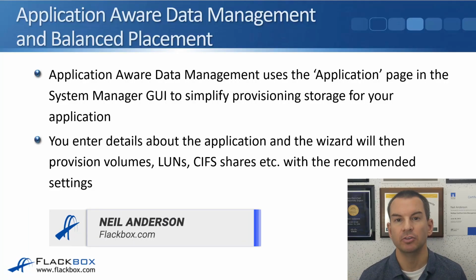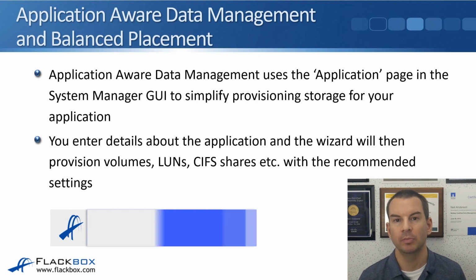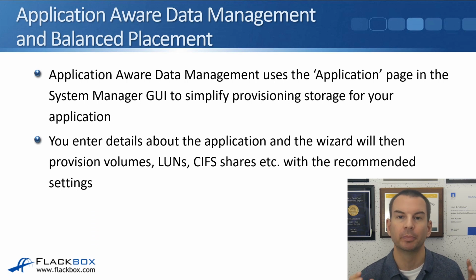Application-aware data management uses the application page in the System Manager GUI to simplify provisioning storage for your particular application. You enter details about that application, and the wizard will then provision volumes, LUNs, CIFS shares, etc. with the recommended settings. So the things that the wizard is going to provision are specific to that particular application. For example, if it was for Windows file shares, it will configure the shares for you. If you were configuring SAN storage for a particular database, then it would configure the LUNs.